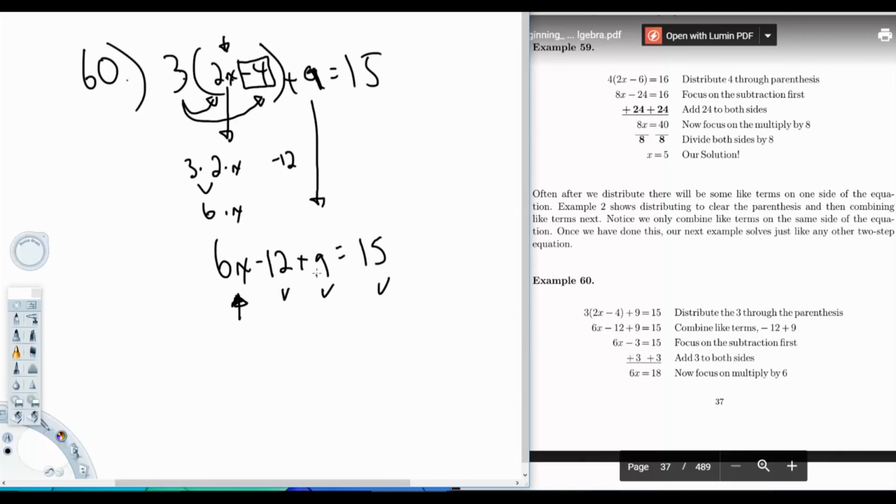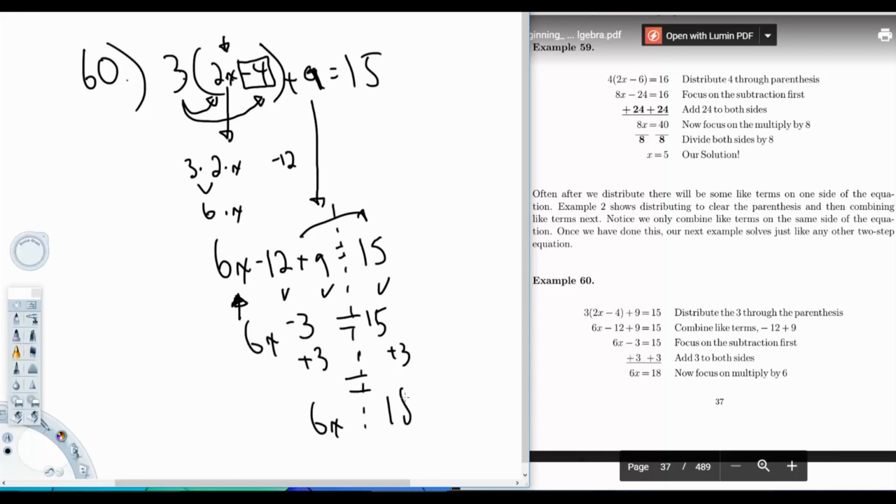So what we're going to do is toss all this stuff over to this side. Remember my dotted line here? Toss all this stuff over to one side. So minus 12 plus 9 equals minus 3. So that's 6x minus 3 equals 15. We want to get rid of this minus 3 and put it on the other side, right? Because we want the things we don't know on one side and the things we know on the other. So minus 3 plus 3, here plus 3. That is 6x equals 18.